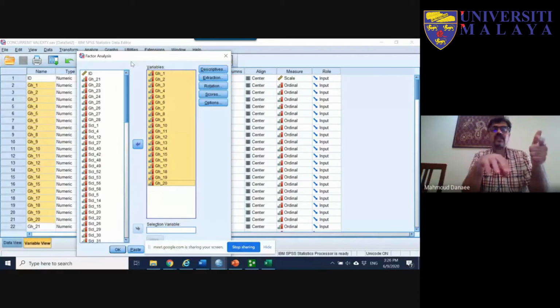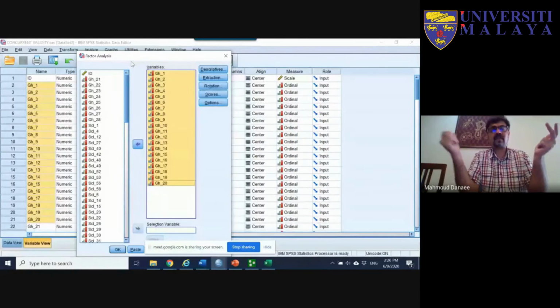Mahmoud, shall I use the CFA or EFA? Very simple. If you are developing or adapting a questionnaire for construct validity, you must do the exploratory factor analysis. But if you are adopting a questionnaire, you just take it and use it. In this case, to measure the construct validity, you must do the confirmatory factor analysis because you did not change anything.